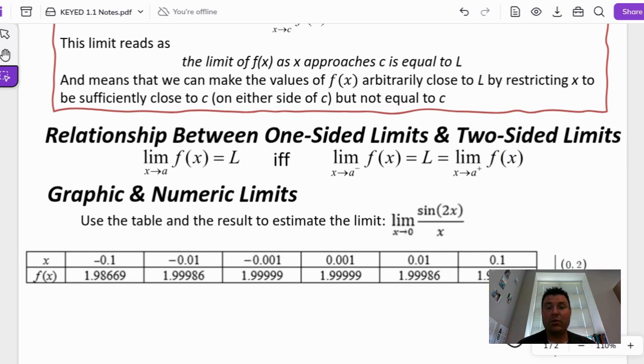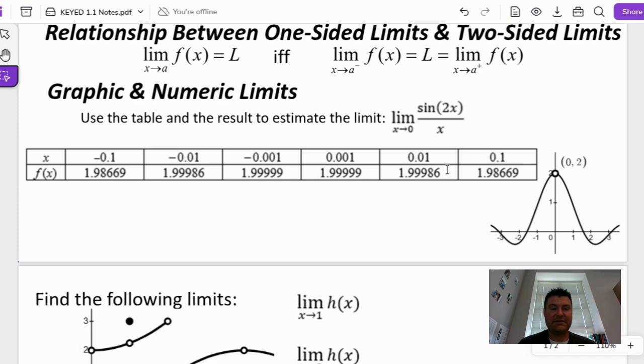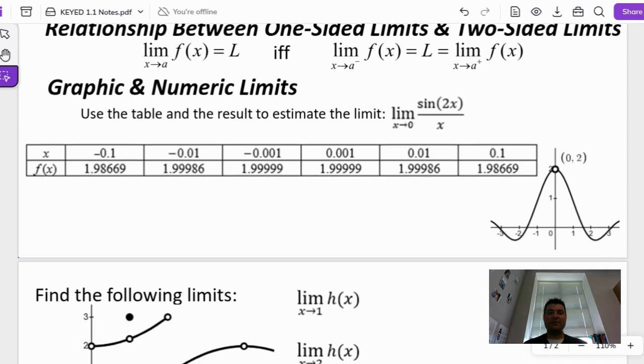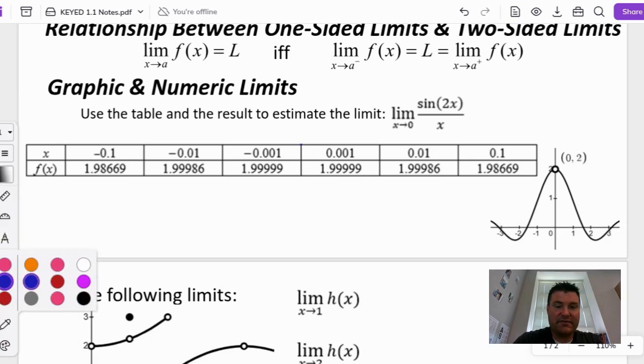A relationship that we do need to be aware of is that the limit will exist only if the left path and the right path are equivalent. So for this problem right down here, we're going to use a table to estimate the limit as x approaches 0 of sine of 2x over x. Here's a table. Like I said, we're walking to our house, but it's a little foggy out. We can't see it. So we look at our x's. We know that we want to get closer and closer to this value right here.